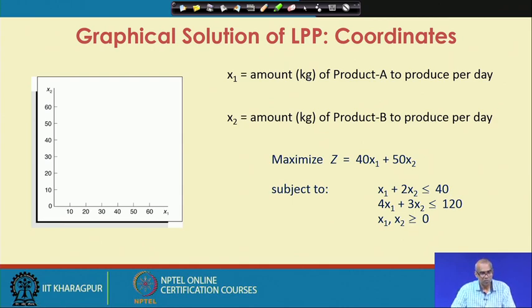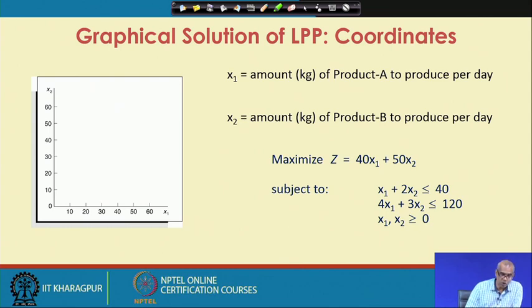So, now let us look at how do I solve this problem using graphical method. So, let us start plotting the constraints. So, first thing is look at the coordinates. So, we have x 1 equal to amount of product A to produce per day as decision variable and x 2 equal to amount of product B to produce per day as decision variable. So, I have two decision variables, we can very conveniently solve using graphical method.